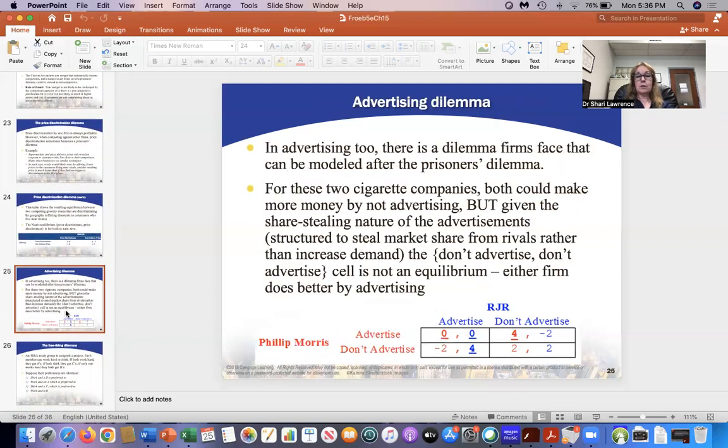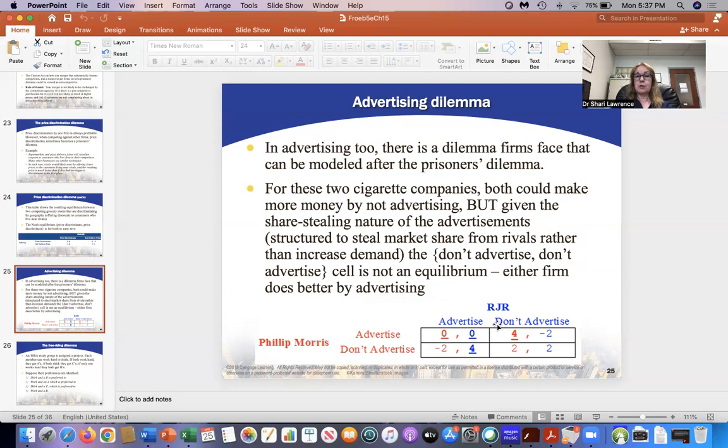Right here, this is on advertising. So here you've got two tobacco companies, Philip Morris and RJR Reynolds. Now, they would both love to not advertise. Advertising is expensive. If neither of them advertise, they could both make, let's go with the $2 million again, same numbers. They could both make $2 million in excess profit. That would be great.